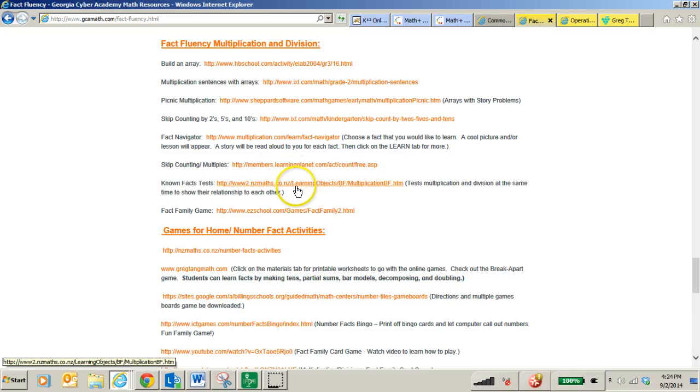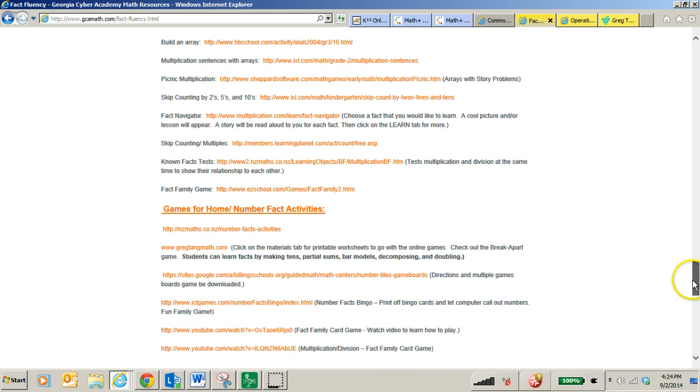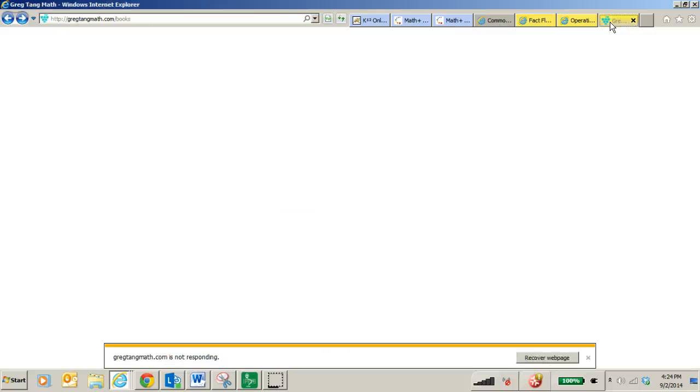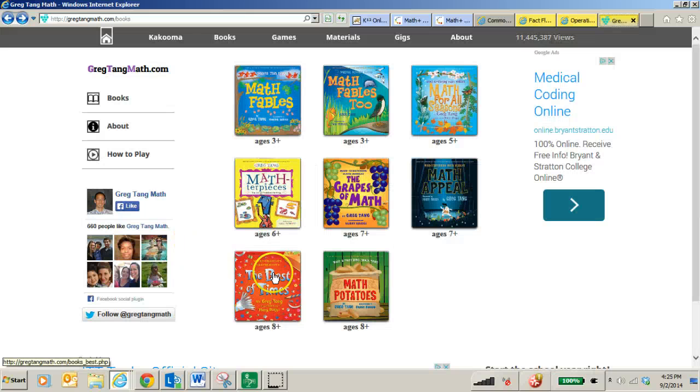This is another great one, the known facts test, but all of these help model the math with arrays and skip counting. There's also some games that you can play at home. We want students to think of math as fun and not just as a chore that you have to practice and get an answer. The other site that I want to point out, and there's a link right here, is this Greg Tang Math. I love this site because it has stories and games that students can play as they practice their facts.